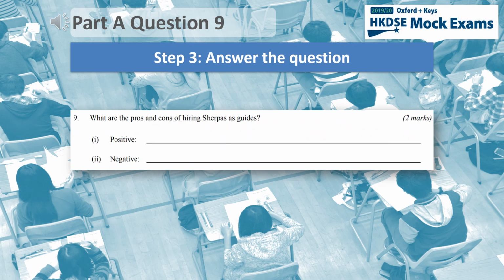Clearly, the fact that shepherds are excellent climbers is a positive point, so that is the answer to the first part of the question. The fact that they are sometimes unqualified guides is a negative point, so that is the answer to the second part of the question.